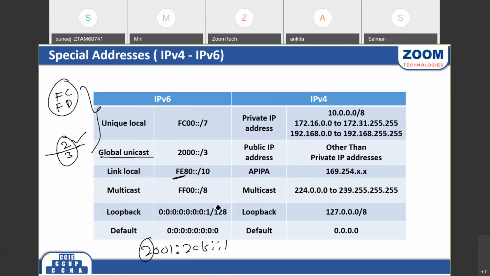If I write an IPv6 address like FD:29D::2, this address starts with FD, which means it is a unique local address. It is similar to what? A private IP address.